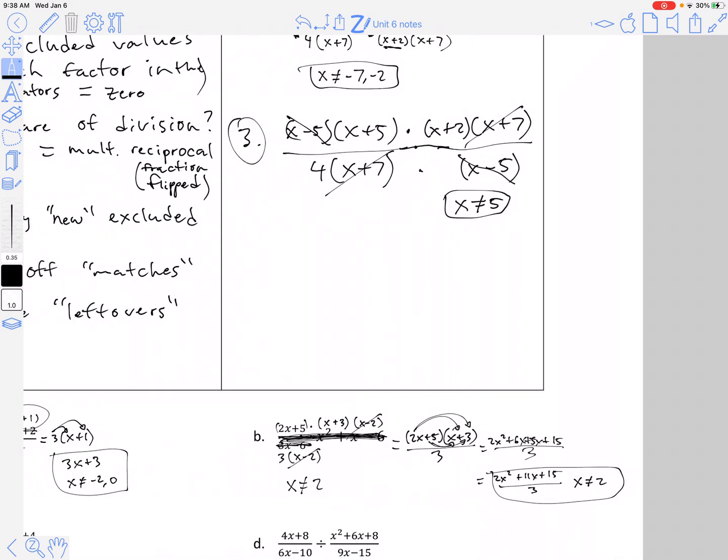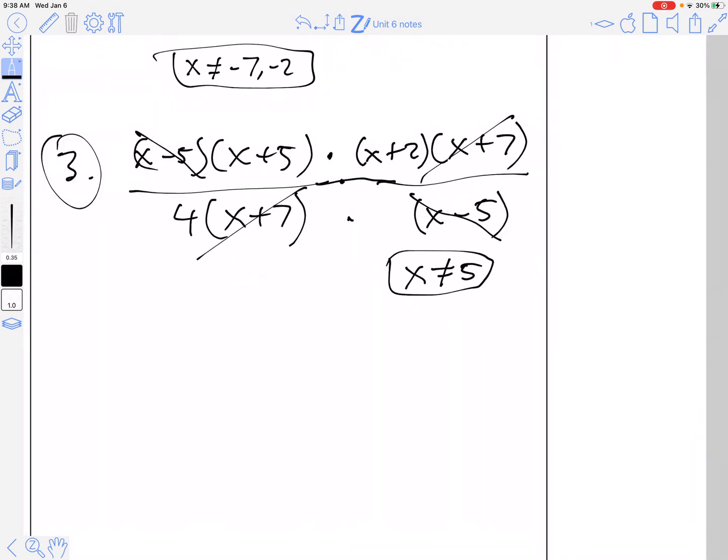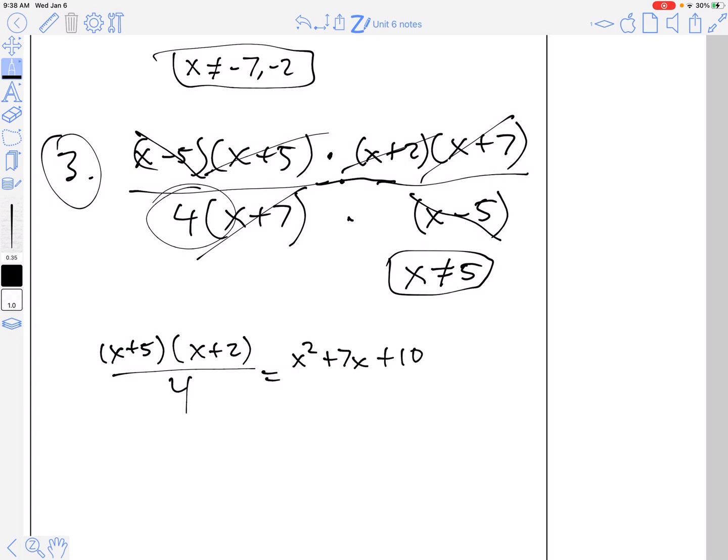Now these are in quotes because they're not the true terminology, of course. So we have x plus 5 times x plus 2 over, so that 4 is left, which will become x squared plus 7x plus 10. I already multiplied that a little bit earlier, but you can double check it if you don't believe me, where x cannot be 5, -7, or -2.